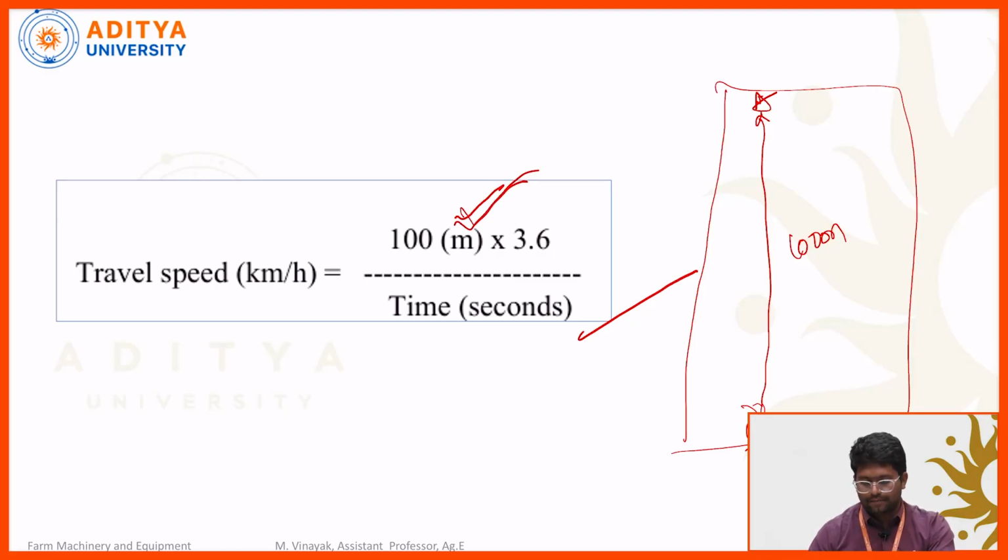To cover the 100 meters, how much time was required in seconds? Like 20 seconds or 30 seconds, whatever time was required, we need to mention here. This 3.6 is a unit conversion. We need to convert these seconds into kilometers per hour. That is why here we maintain kilometers per hour.